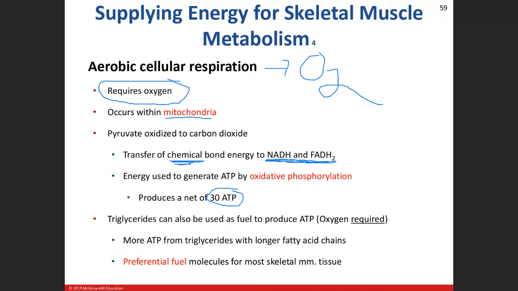That process is called oxidative phosphorylation. I don't expect you to know and memorize everything, but what I want you to know is this requires oxygen. It's going to occur in the mitochondria, and we're going to yield 30 ATP from those pyruvate molecules. And our waste product for all of this, carbon dioxide.